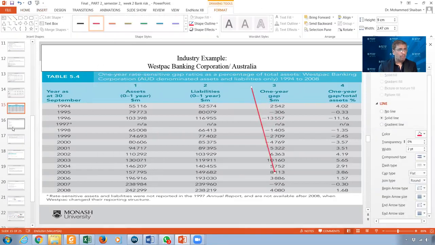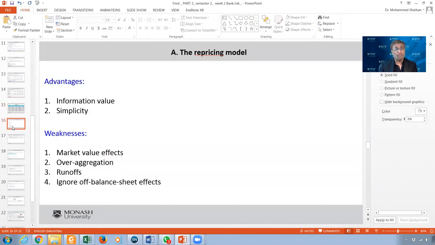Okay. It looks like we are done with the repricing model. So what do we do with the repricing model? Is it good? Yes, it provides information. And it's very simple as compared to the duration model, which I will explain in a little time. Now, the weaknesses of this are its market value effect. It doesn't take into consideration the cash flow. And it makes what we call over aggregation. And also it misses some things, runoffs. And for sure, it ignores the off-balance sheet effect, which I already explained before.